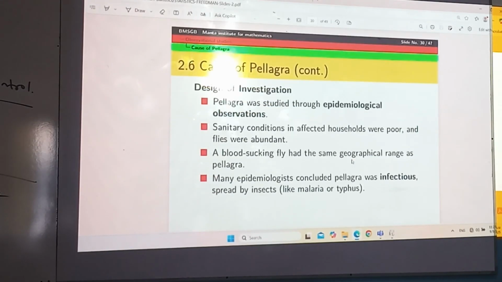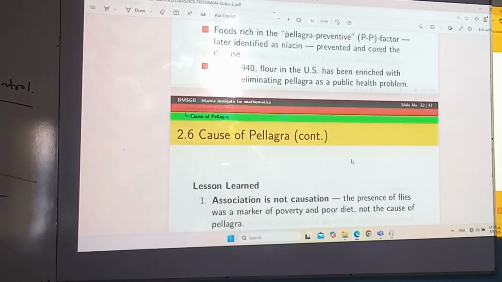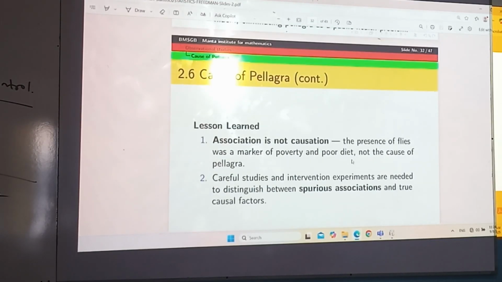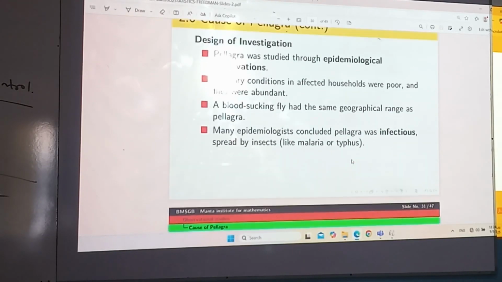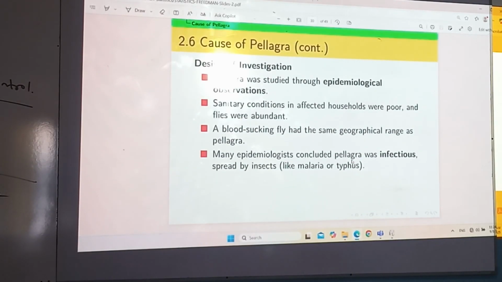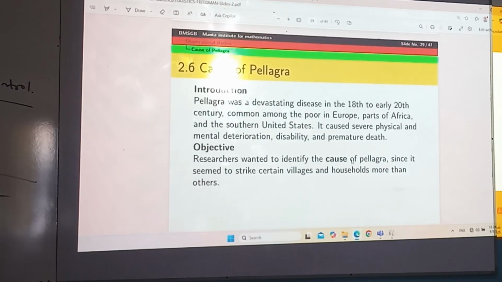So what is this experiment? This is another one. Yeah. So let's look at this one also. This is an example of a spurious association.